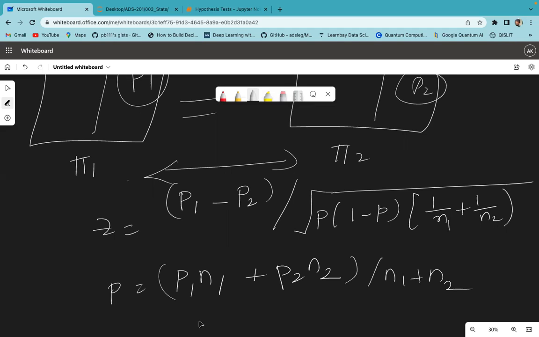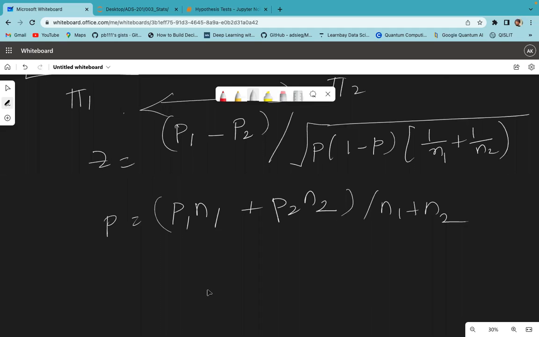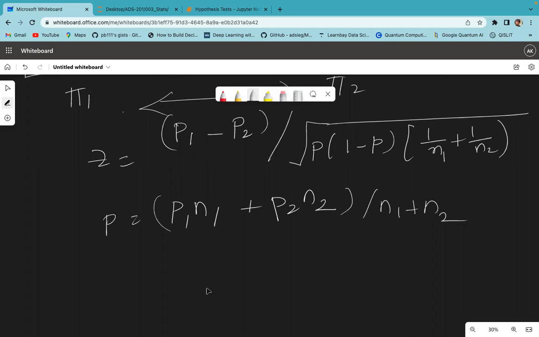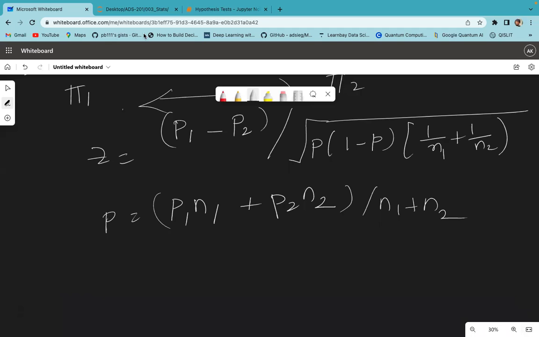From this one we can calculate the z value, and from the degrees of freedom we can calculate your corresponding p value. So this is the way you can do this. One sample z test, two sample z test, one proportion z test, and two proportions z test. These are the four things we can do within the Python programming language.